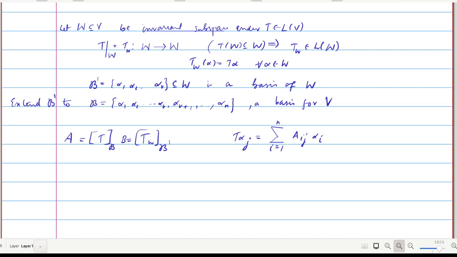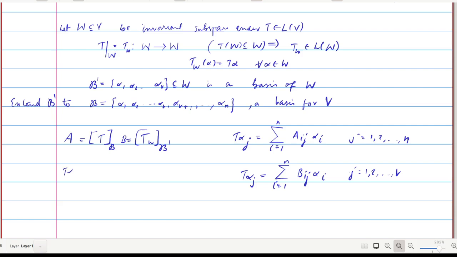Okay, in order to evaluate this, we write T alpha j for j equal to 1, 2, 3, etc., n, and if you define this T alpha j, that is equal to summation i equal to 1 to n, here we have B_ij alpha i, and this is for j is equal to 1, 2, 3, etc., r. We need to find out the relation between these two. So how will you find the matrix A first?